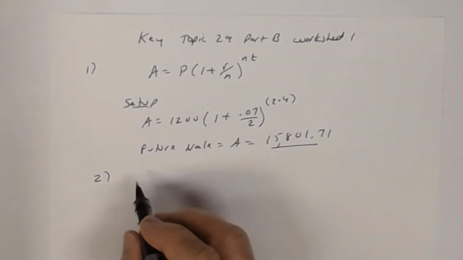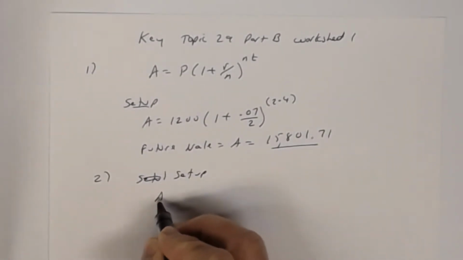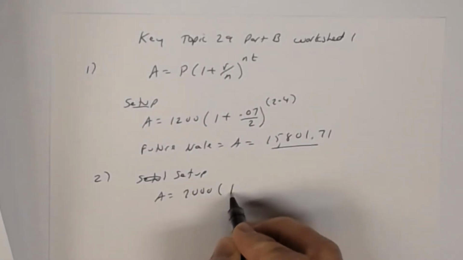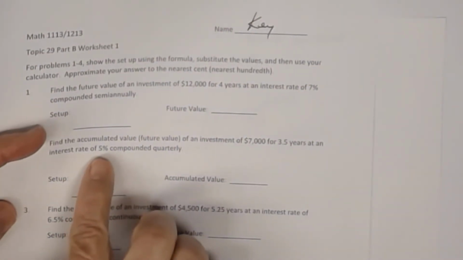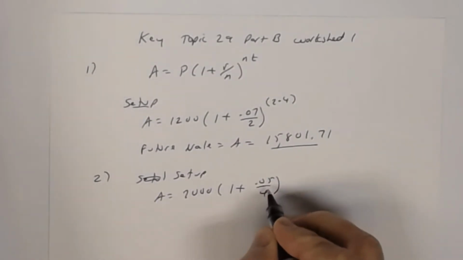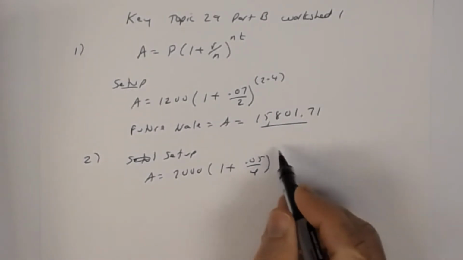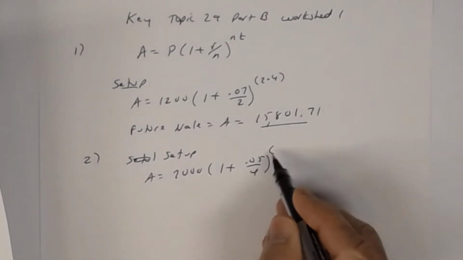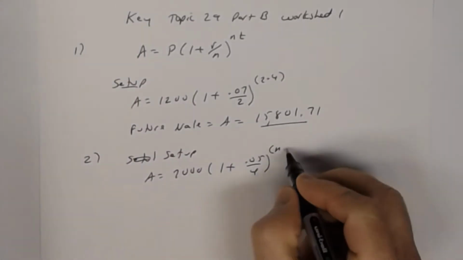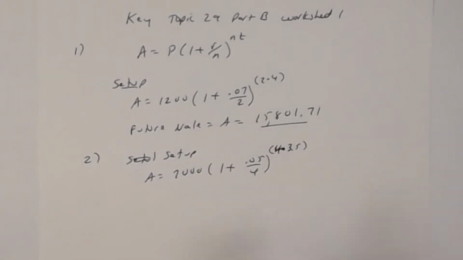So here's your setup. A equals the principal, $7,000, times 1 plus the rate, 5%, so 0.05, divided by 4, since N is 4. Remember, you must convert the percent rate to a decimal. Raised to N, which is 4, times the time, which is 3.5. So that's 4 times 3.5.